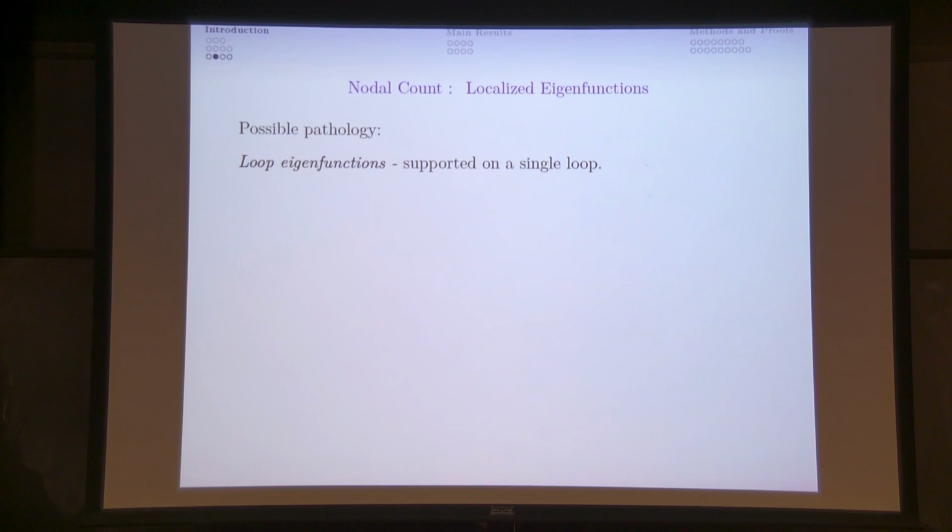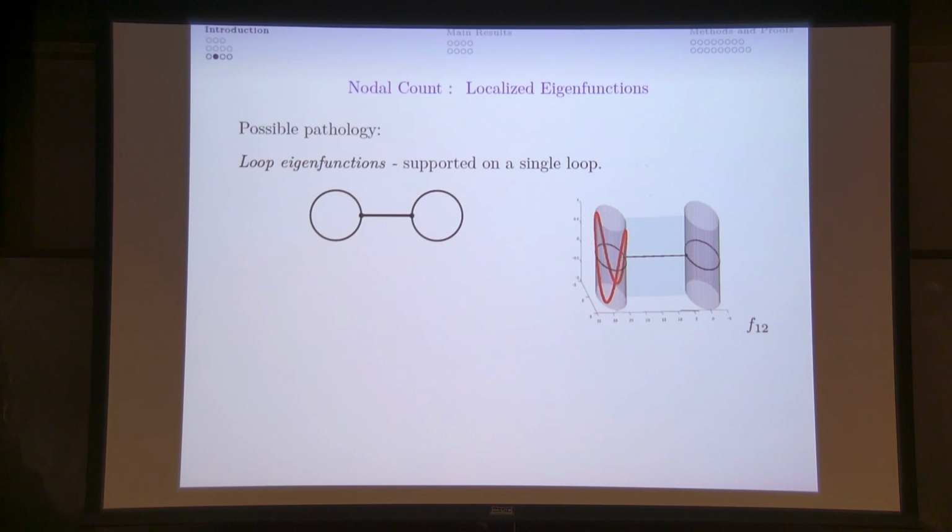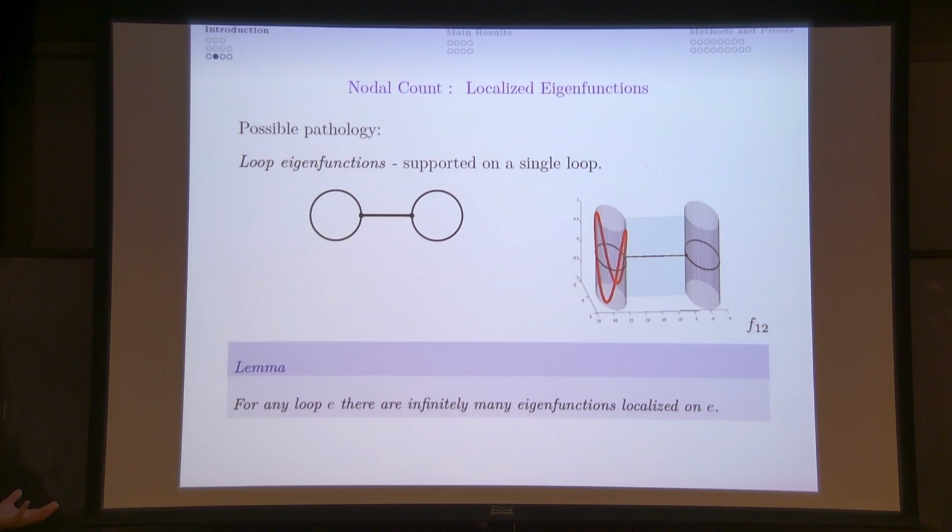And now I just have to be honest about something. I'm a mathematician, I'm not a physicist. I have a possible pathology here: in the case where I do allow loops, I can have eigenfunctions supported on that loop. So if before we looked up to the 11th eigenfunction, here is the 12th eigenfunction, suddenly it's just a sine wave and zero everywhere else. And it's not something that I can throw away because it's something that happens generically. So for any loop, there are infinitely many eigenfunctions localized on that loop.